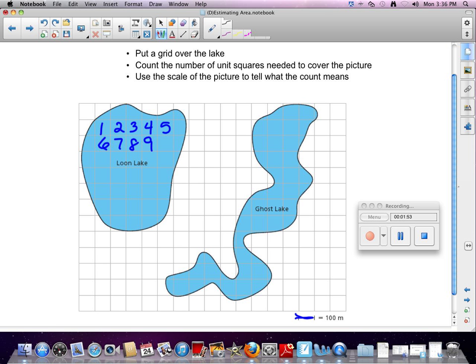So right here, our scale says each one is going to mean 100 meters. So if you would count them, this would be 100 meters, 200, 300, 400, 500, 600, 700, and so forth. So in this case, you can see the area of Loon Lake and the area of Ghost Lake might be completely different. We'd have to count them to be able to estimate them.